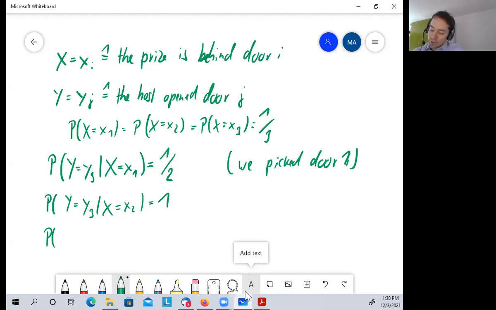And then the last one is: the host opens door number 3, given that the prize is behind door number 3. And that, of course, is 0, unless the showmaster makes a mistake. But we assume he's a very experienced showmaster and doesn't make any mistake. So now this is the interesting part, and the rest is just applying Bayes' rule.